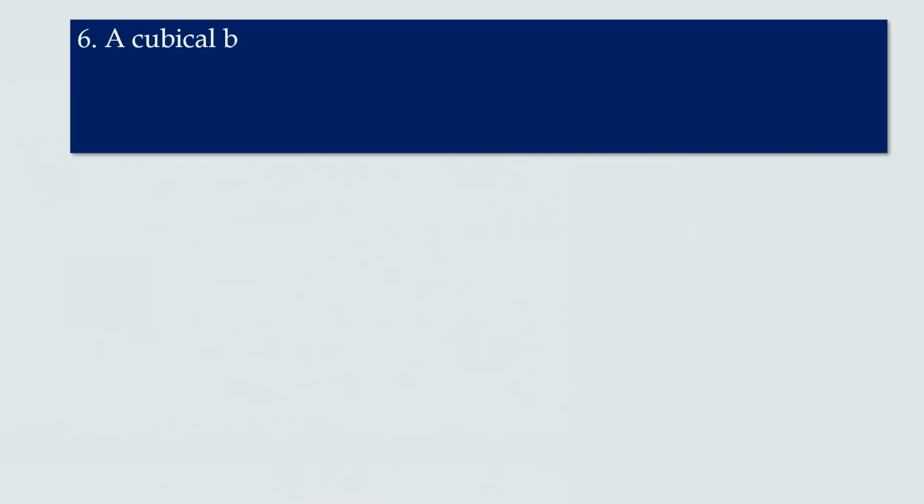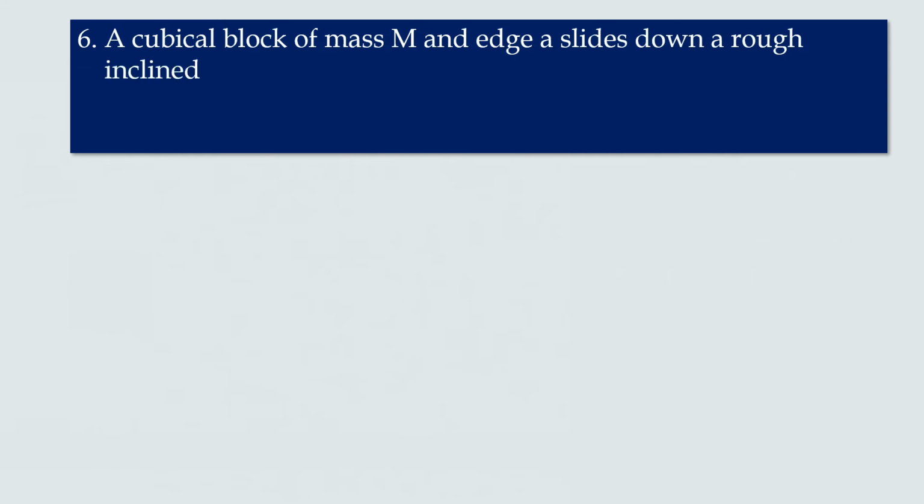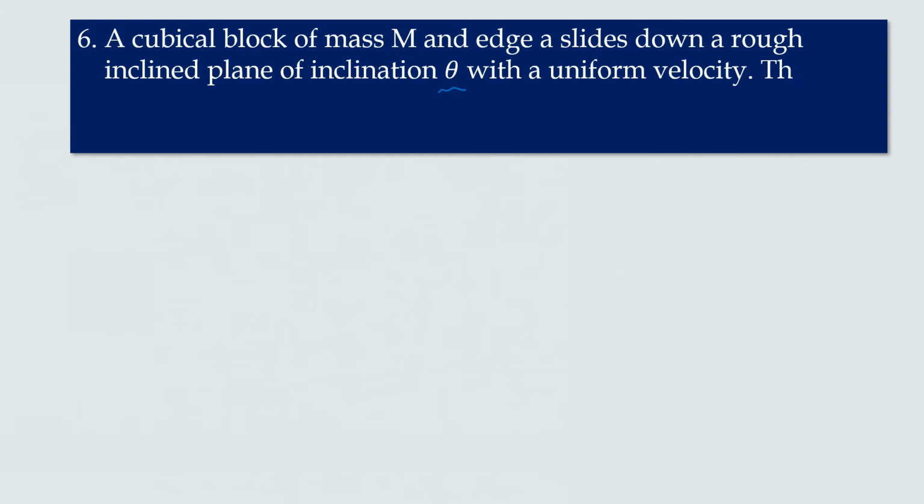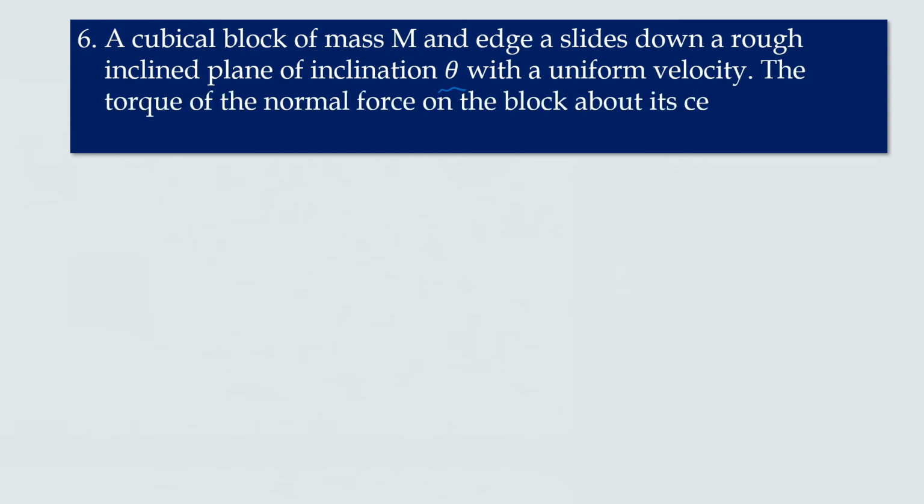In this one, a cubical block of mass m and edge a slides down a rough inclined plane of inclination theta with a uniform velocity. The torque of the normal force on the block about its center has a magnitude. Let us go to the solution.